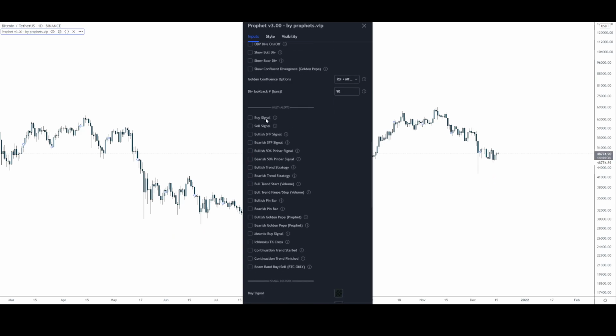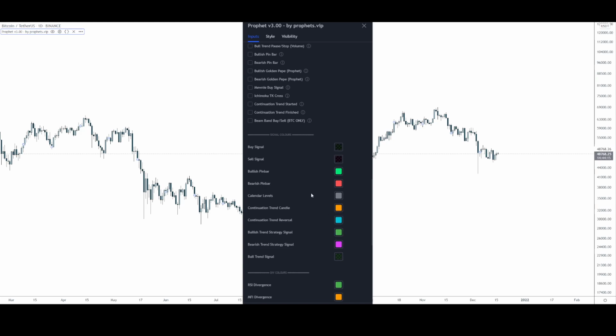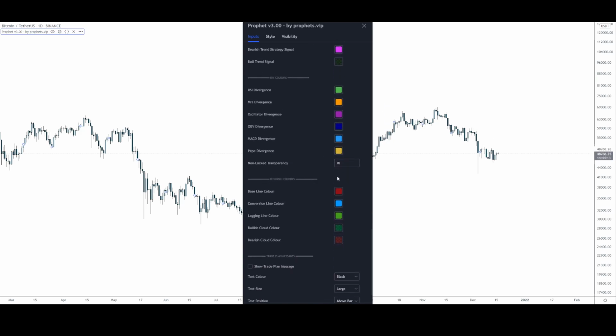Next up, you got the alerts, so the buy signals we talked about before, the same ones that are on Profit here. The SFP signal, not the bearish one. You get an alert based on those. An alert based on the bullish 50% Pinbar strategy. This is new. Let us know how you go with that. The bullish trend signal. All these are pretty straightforward. Then you can change the colors right here, and the colors right here.